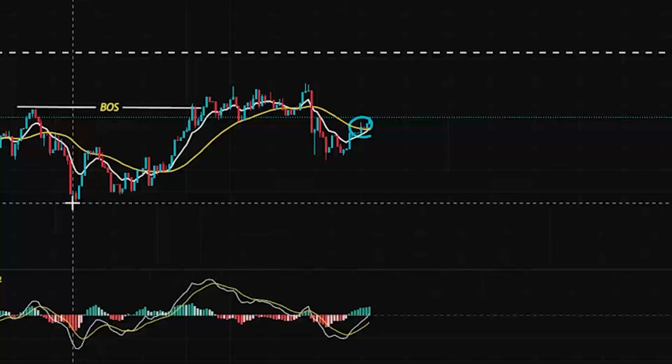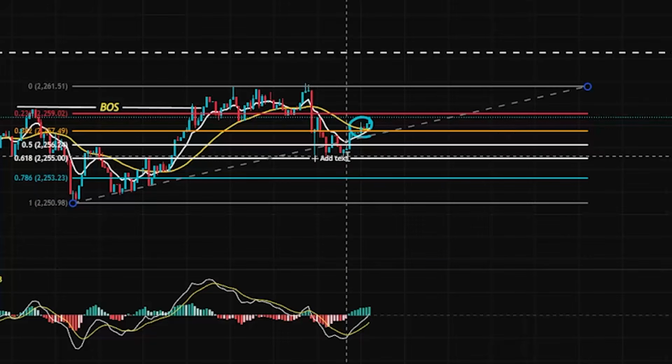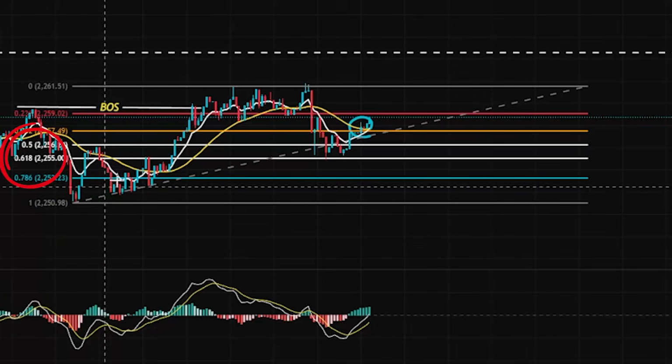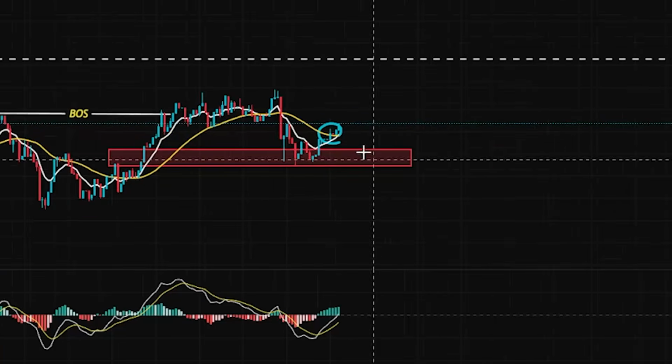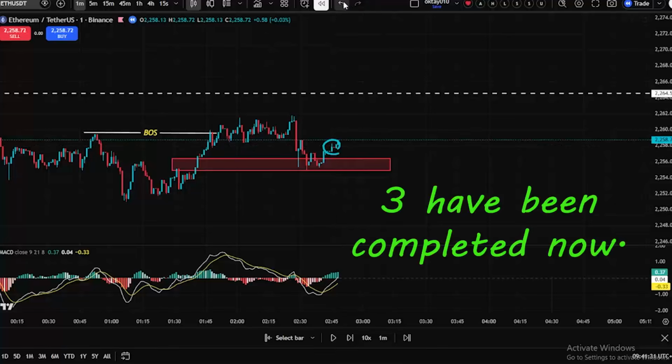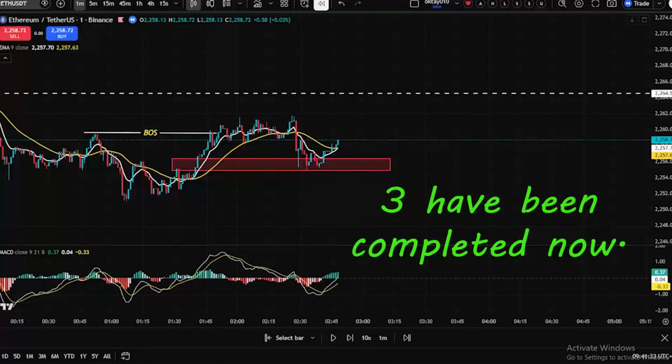Now we draw Fibonacci on the last price move. The 0.382 level is near the current price and gives us the best point to enter the trade accurately. When all these three confirmations are met, we enter the buy trade.